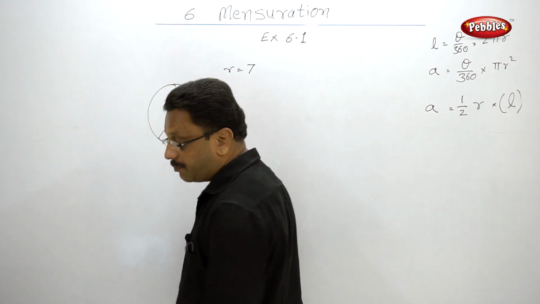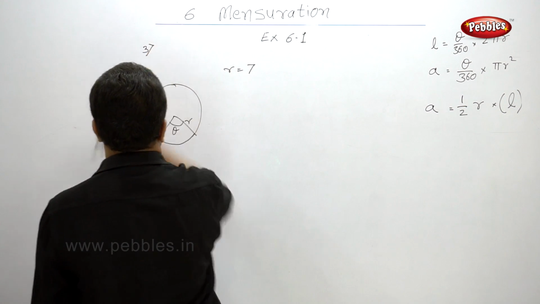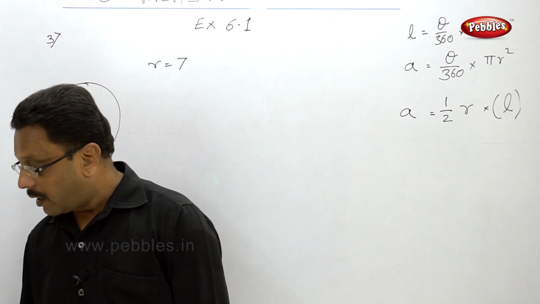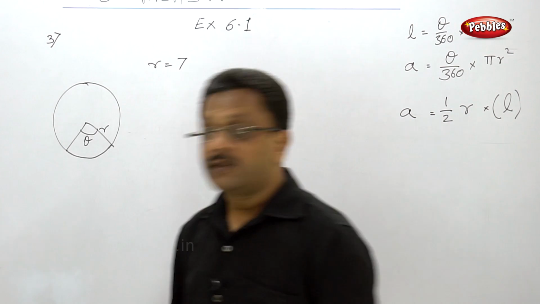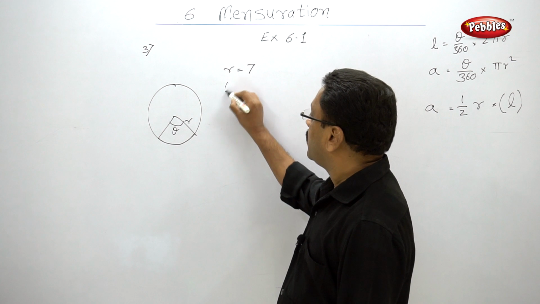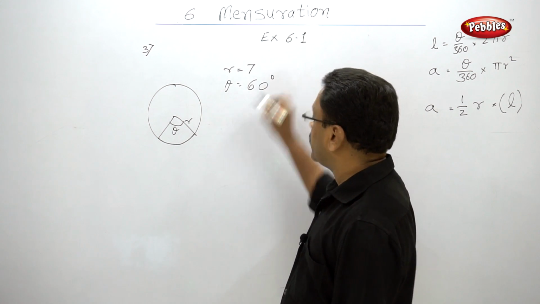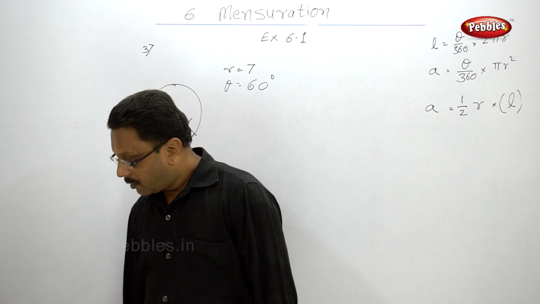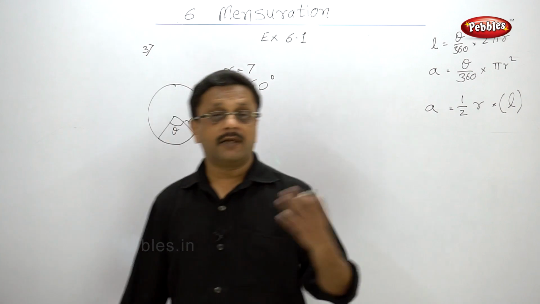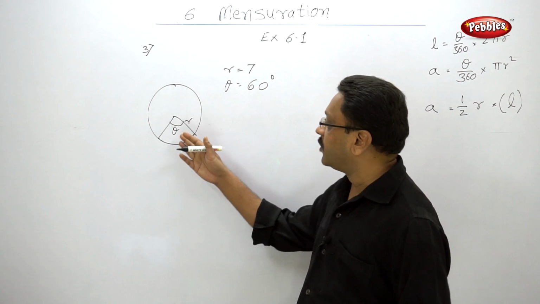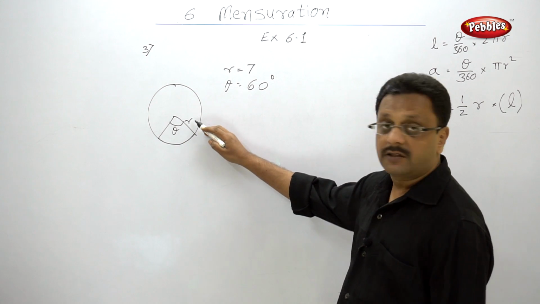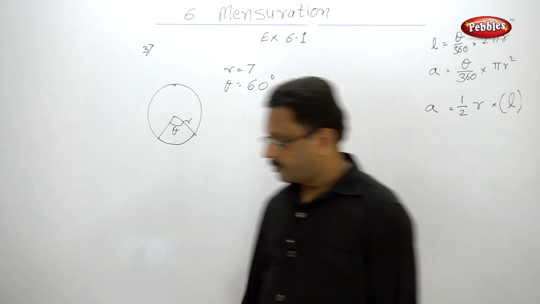This is example 3. And major arc RYS is equal to 60 degrees. This theta is given as 60 degrees. With the help of the given figure, answer the following questions. Now with the help of this figure, this is 60, this is 7, you have to answer the following questions.